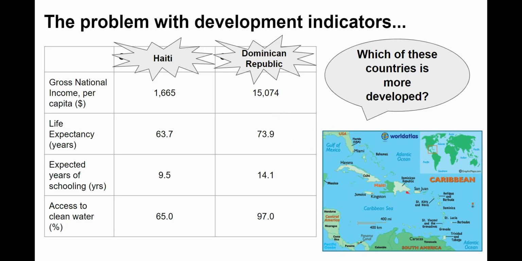Country B, the Dominican Republic, is on the right of this island of Hispaniola, and country B, Haiti, is on the left. So even though they are right next to each other and share the same island, which is a really tiny island actually, they have hugely different levels of development. So interesting for us to think about why that might be.